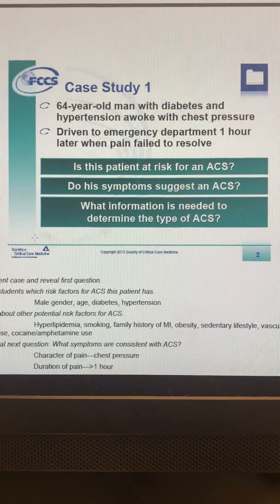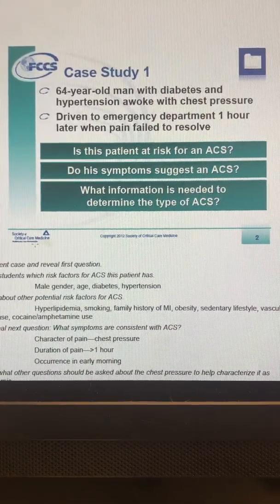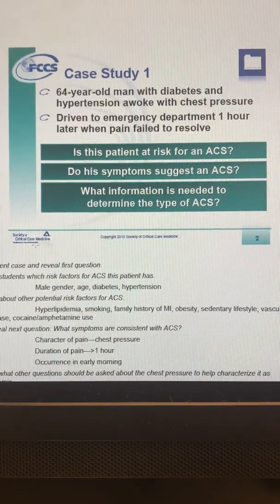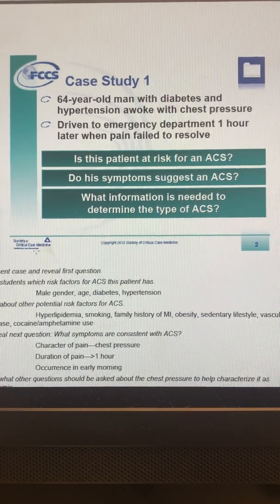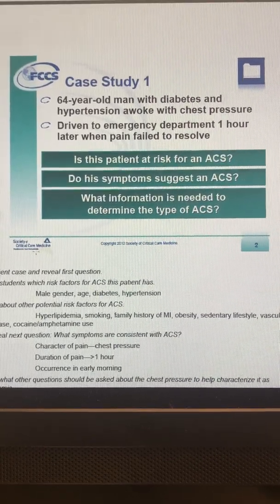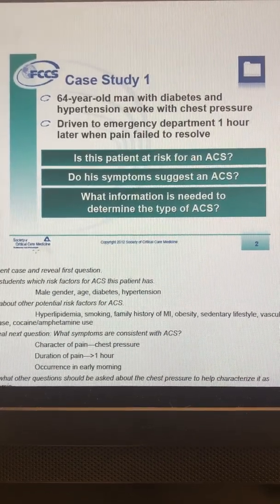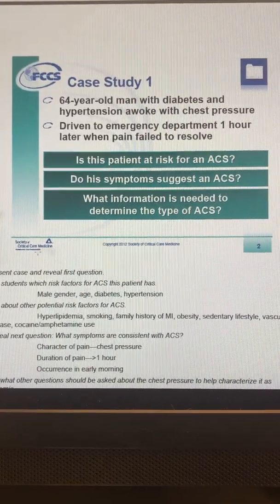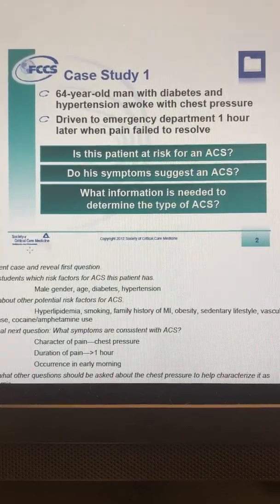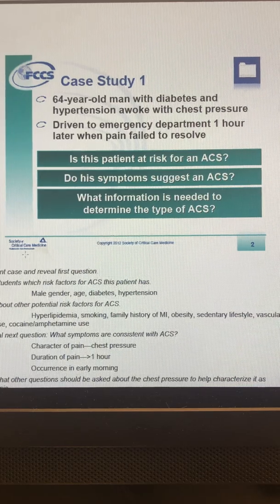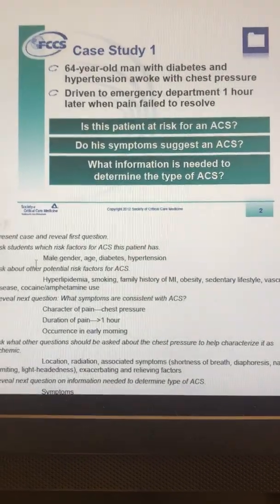Now the second question, do his symptoms suggest acute coronary syndrome? Well, he has chest pain that's pressure in nature, so that's consistent. The duration is long enough, and it occurred early in the morning, and that's when most of men's heart attacks happen. Usually when they wake up in the morning, they start having the chest pain, or actually the chest pain wakes them up in the morning. So yeah, this story is consistent with chest pain that's very likely related to acute coronary syndrome.